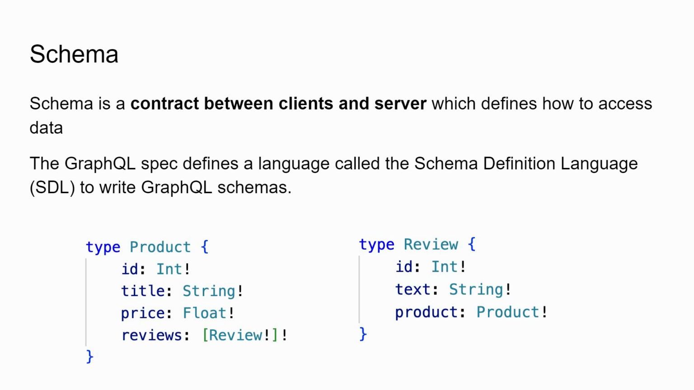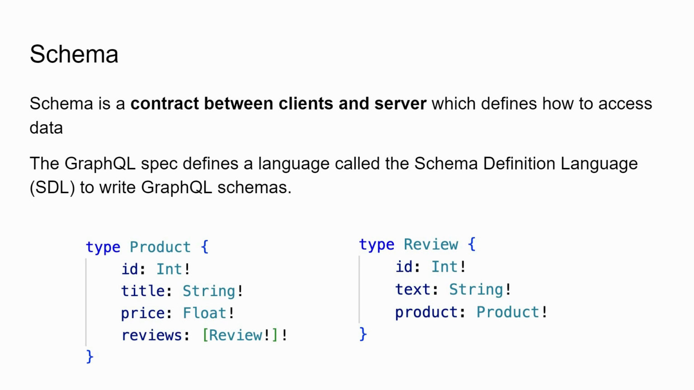The schema is written using the schema definition language, SDL. With it, you can define object types and fields to represent data that can be retrieved from the API. The GraphQL specification defines a set of built-in scalar types. They are int, float, boolean, string, and ID.